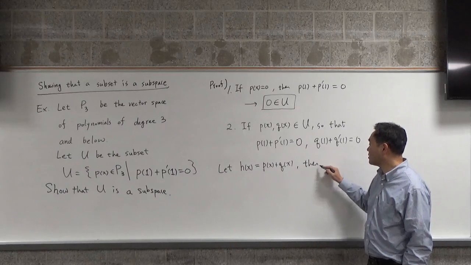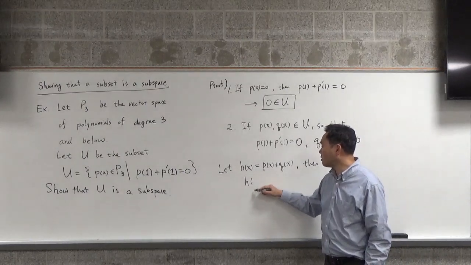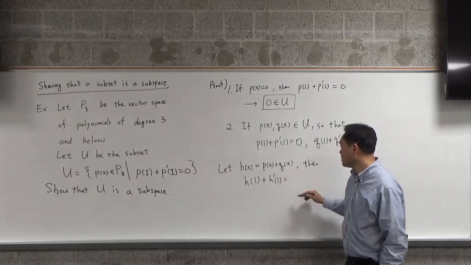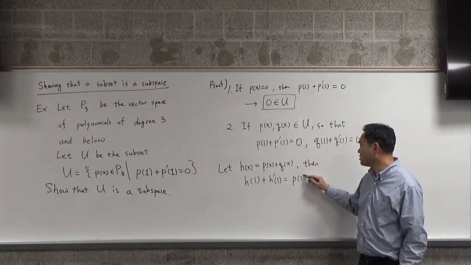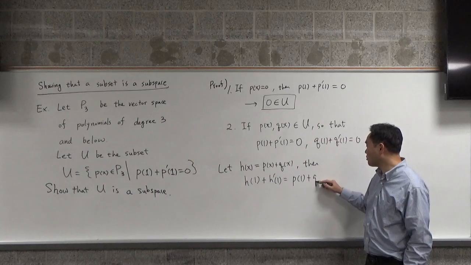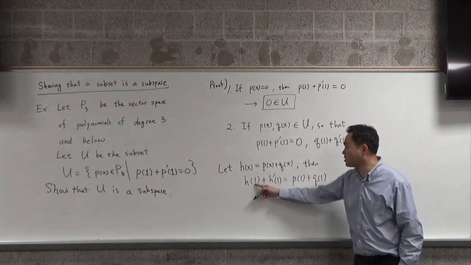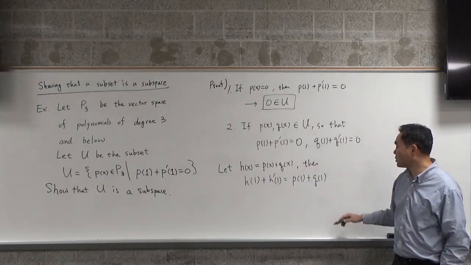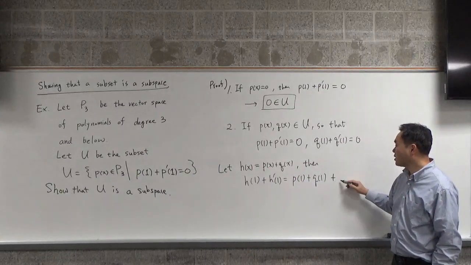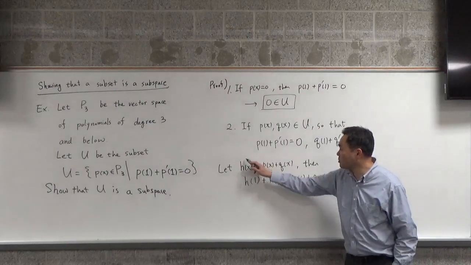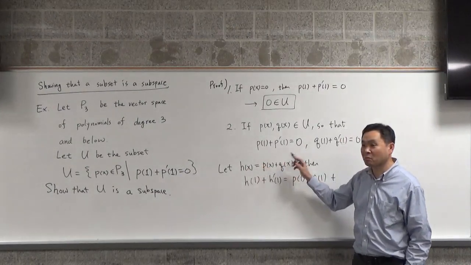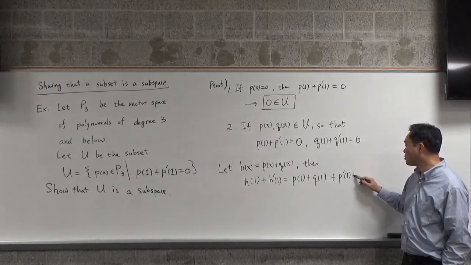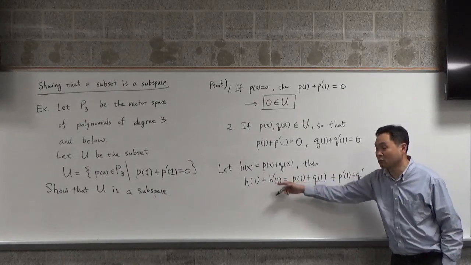Then h(1) plus h'(1) is equal to p(1) plus q(1). That's what h(1) is, right? H(1), if you plug in 1 both sides, that's p(1) plus q(1). Plus h'(1) is, if you differentiate both sides, h' would be p' plus q'. So you're going to end up with p'(1) plus q'(1) if you evaluate h'(1).